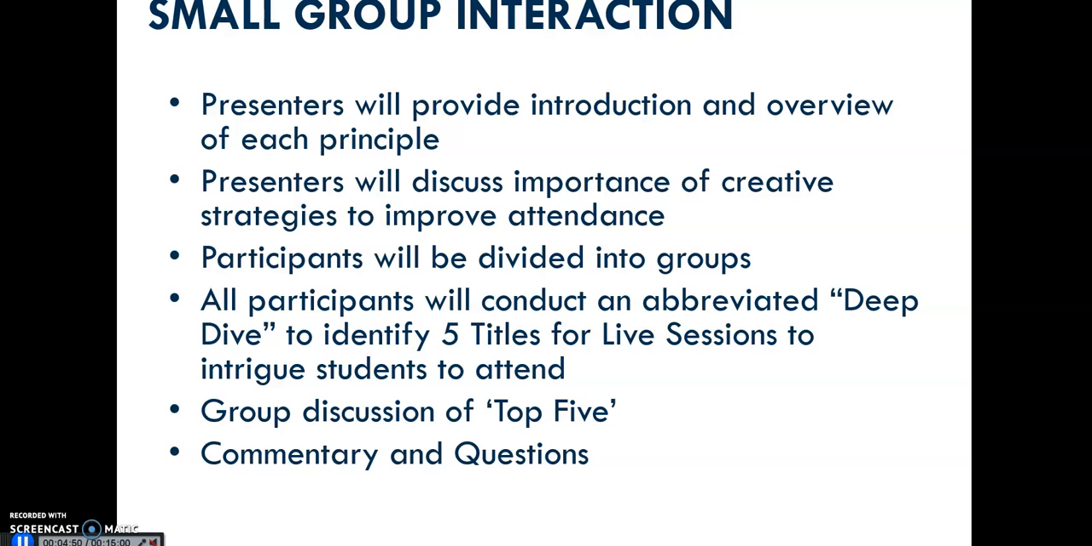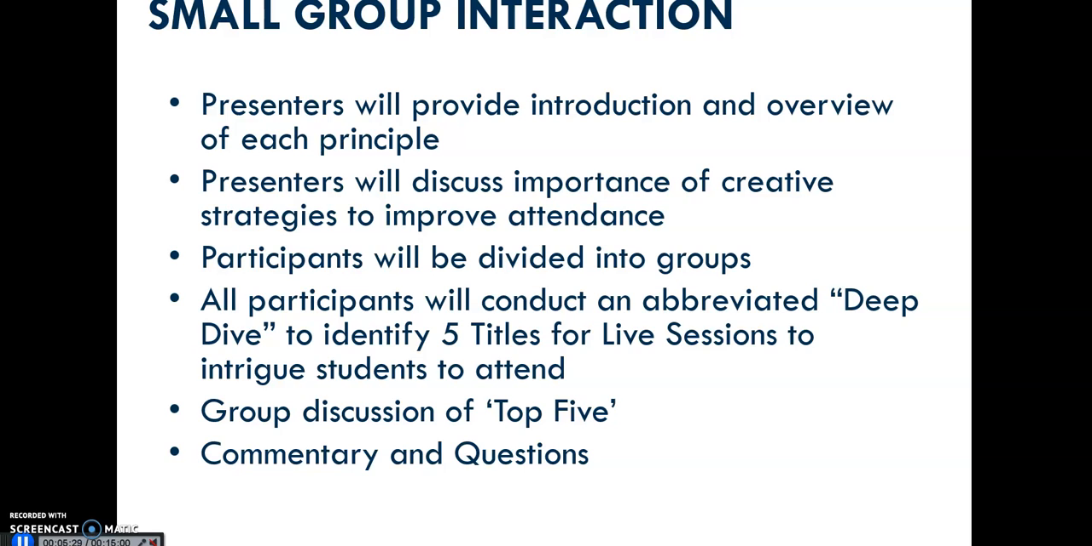We propose to do this through small group interaction. The presenters will provide an introduction and overview of each principle and will discuss the importance of creative strategies to improve attendance. We will then divide the participants into small groups, and all participants will conduct an abbreviated deep dive to identify 5 titles for live sessions to intrigue students to attend and to develop that curiosity. At the end, we will conclude with the groups' discussion of their top 5 and hopefully have the opportunity to present these findings again during a College of Business all hands meeting.